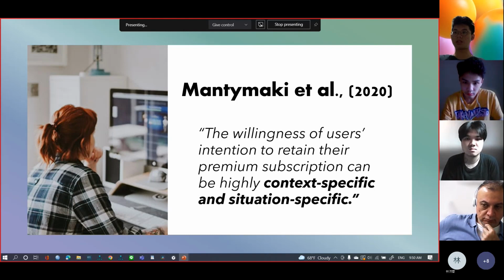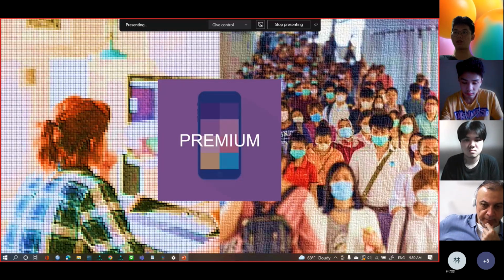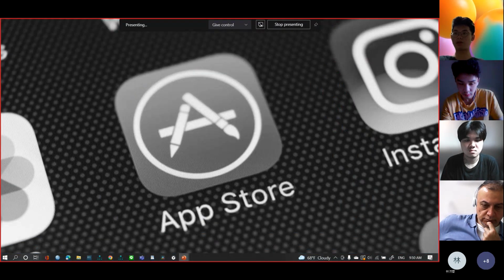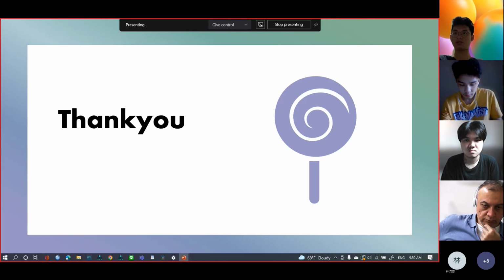Based on this result, where some of our hypotheses are not supported, we imply for the research and literature in a freemium context to consider more value dimensions that are not context-specific and situation-specific. The research also needs to analyze what happens to the freemium businesses after the post-pandemic era. As freemium businesses across the world have grown, we also need to consider the shifting impact that can disturb the freemium business. So this is the end of our presentation. Thanks for listening.